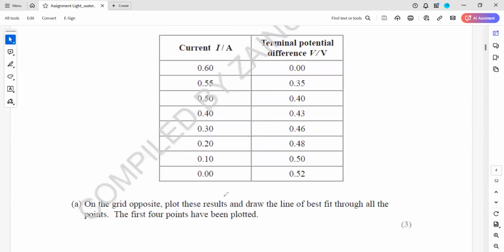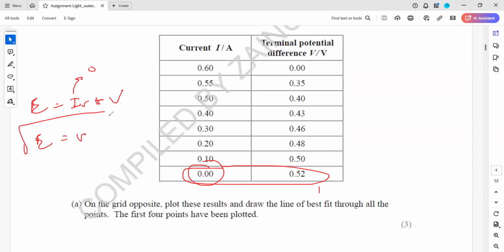Because when there is zero current, there is no voltage drop internally. So all the voltage is external, and we have the formula EMF equals IR plus V. Here I is 0, as you can see. So if I is 0, EMF is equal to V. So the output voltage is also equal to the EMF.